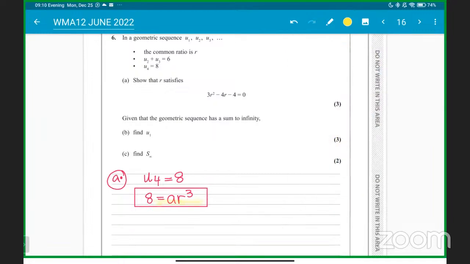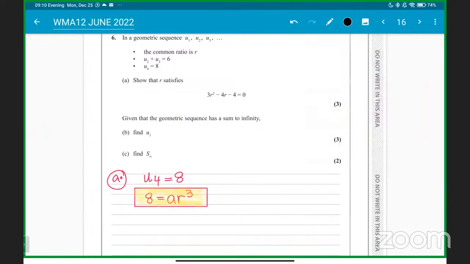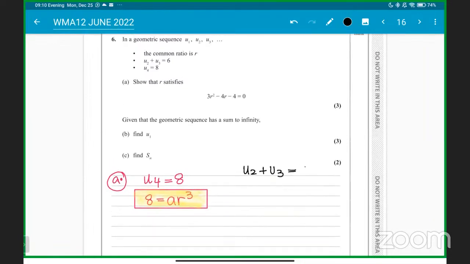8 is equal to AR cubed. So we got this one equation, and the second equation will come from there, and we have to solve them simultaneously to get the working correct. Okay, so U2, term number 2, plus term number 3 is equal to 6, sorry, 6. So the second term will be AR power 2 minus 1, that is 1, plus AR power 3 minus 1, that will be squared. So it will be AR plus AR squared.